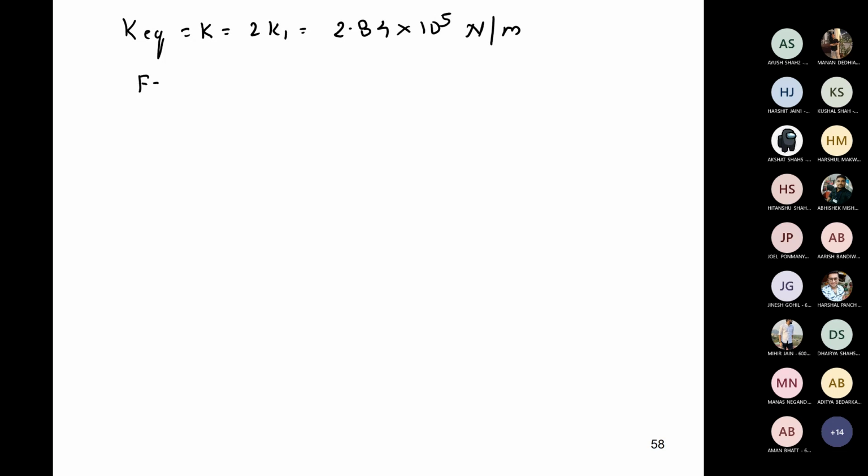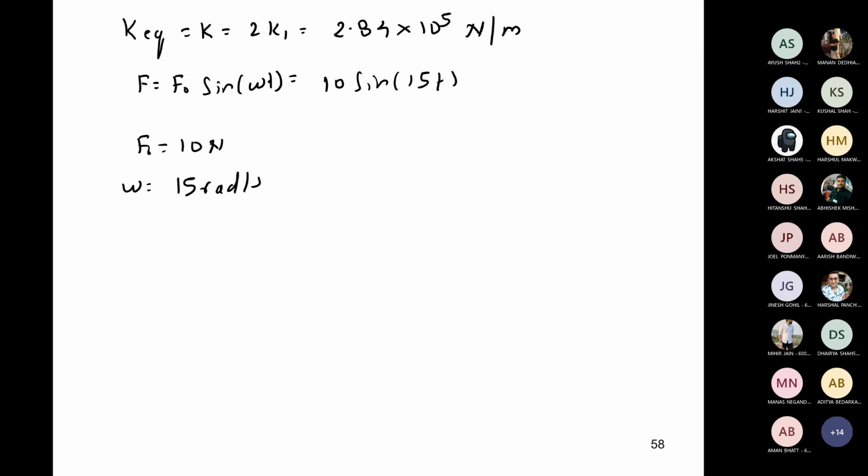Okay. And F is equal to F0 sine omega t. So it's 10 sine 15 t. So F0 is equal to 10 Newton, and omega, that is the forcing frequency, is 15 radians per second. Okay. And initial velocity x0 dot is 0.1 meters per second.